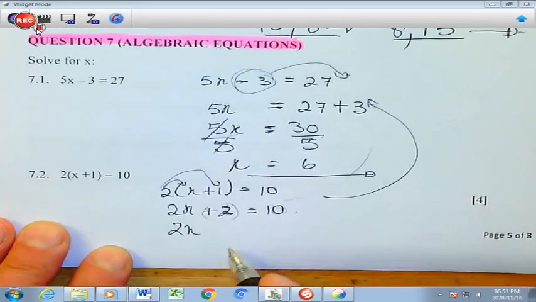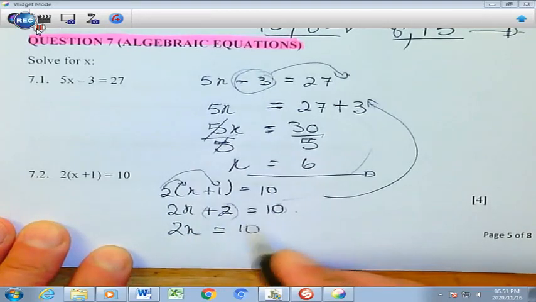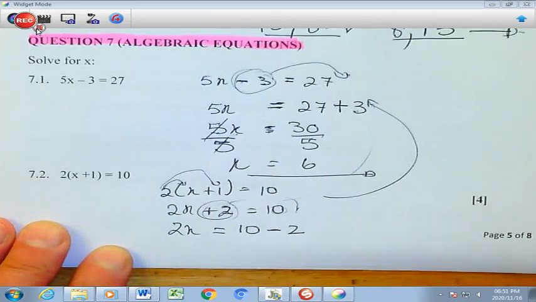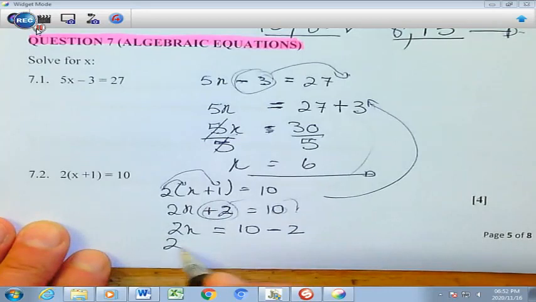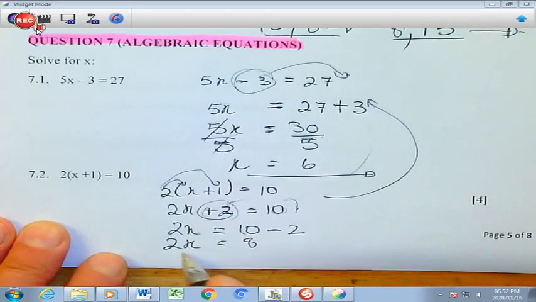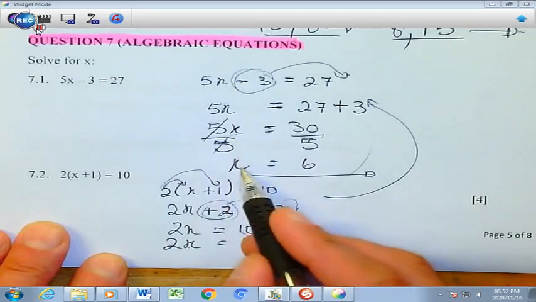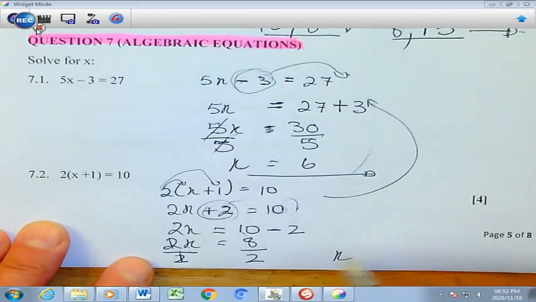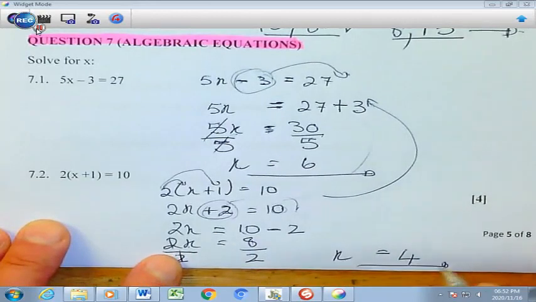So 2x stays on this side, equals, my 10 stays here, I take that, I put it over, the sign changes. So that becomes negative 2. And then I simplify: 2x equals 10 minus 2 is 8. Remember what I said. How do I get rid of that 2? Because I want x alone, like I have x alone here. Divide by 2. And what you do on this side, you do on the other side as well. That leaves us with x equals 8 divided by 2. In this case, x equals 4.